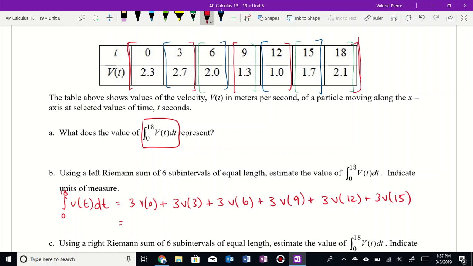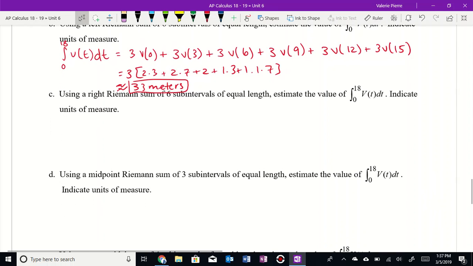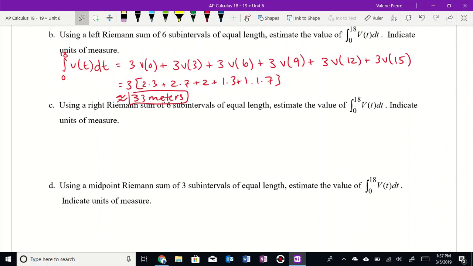plus 3 v of 15. When I plug in all those values, and I could pull out the 3 since it's being multiplied by 3 for each term, I'll have 3 times 2.3 plus 2.7 plus 2 plus 1.3 plus 1 plus 1.7. And that's equal to approximately 33 meters. Okay. Skipping part C so that you can do that on your own.